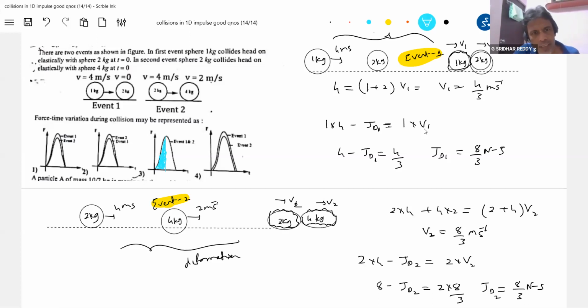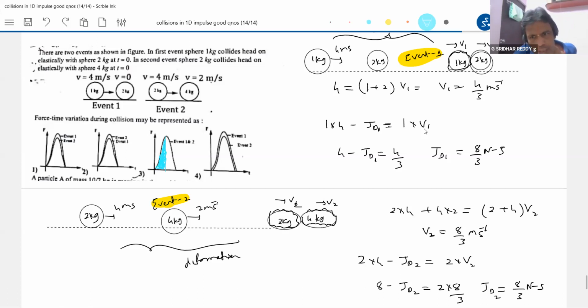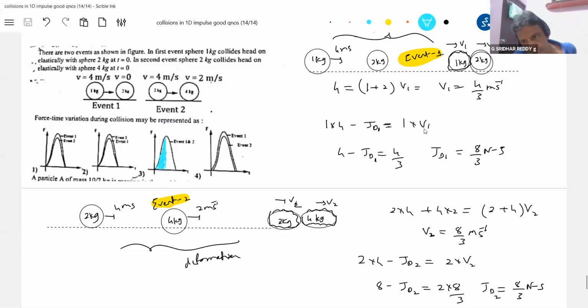Then both the events will have the same area under the F-t graph, because the impulse of deformation is again equal to the impulse of reformation. If you calculate, you'll get the same thing. JR1 equal to JR2 will come. Therefore, this is the answer I can pick up.